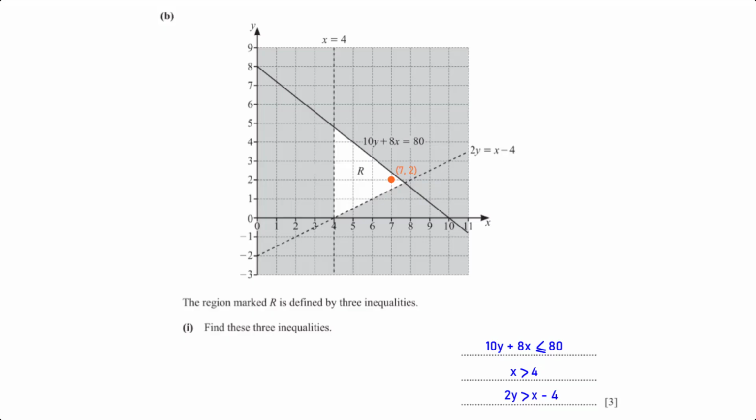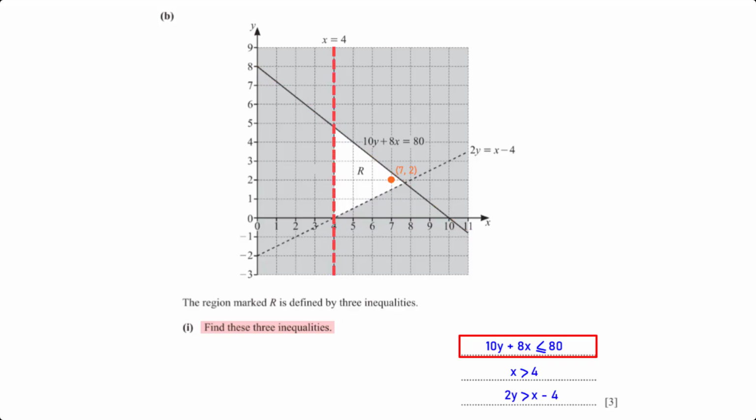The region marked R is defined by 3 inequalities. Find these 3 inequalities. Region R is below this line, so we can define this region as 10y plus 8x is less than or equal to 80. The boundary is a solid line, so we attach an equal sign to the inequality symbol.